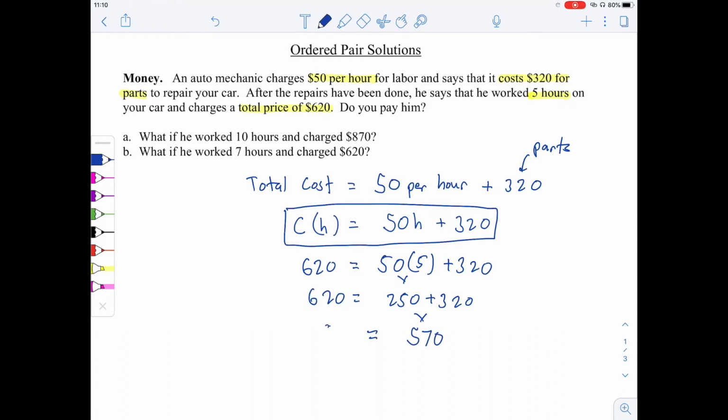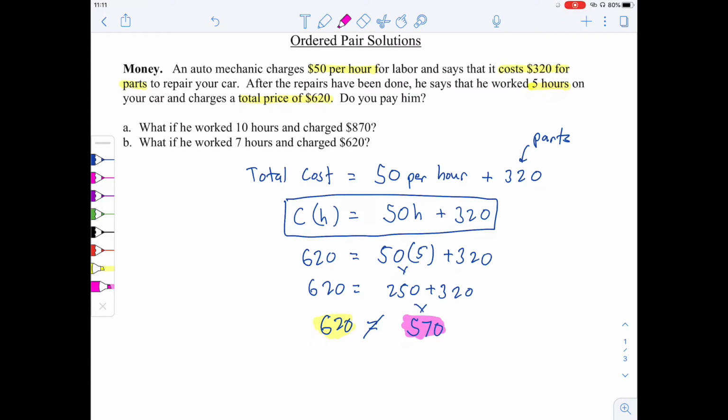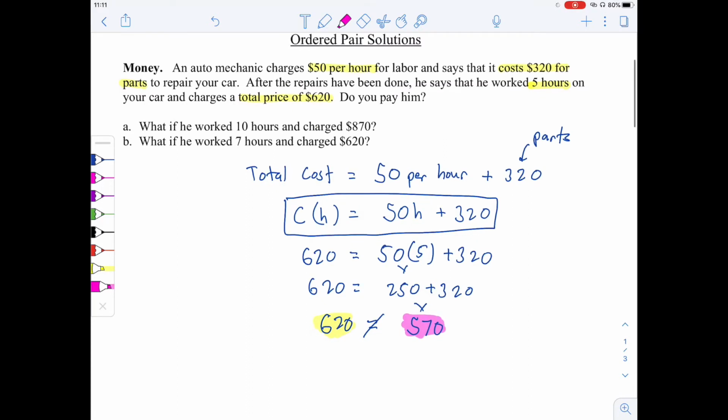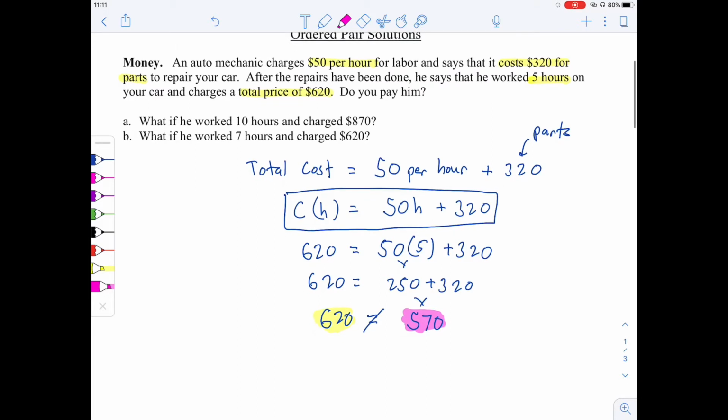570? Wait, that's not equal. So he's charging you $620, but according to our equation, it only costs $570 to do the repair. So he's charging you $50 extra right there. Do you pay him for that? Would you pay him extra? No, I wouldn't. So that doesn't work. That's no solution. It's not a solution. It does not work.